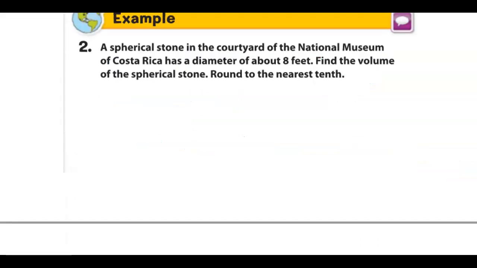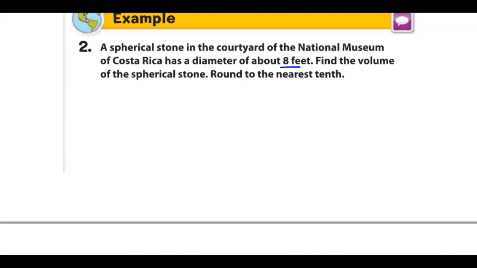So we've got a spherical stone in the courtyard of the National Museum of Costa Rica. It has a diameter of 8 feet. Remember, we want the radius, so we're going to take that diameter of 8 and turn it into a 4, because half of the diameter is the radius. Then find the volume, rounded to the nearest tenth.